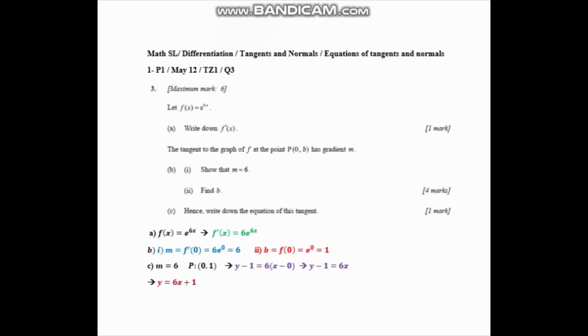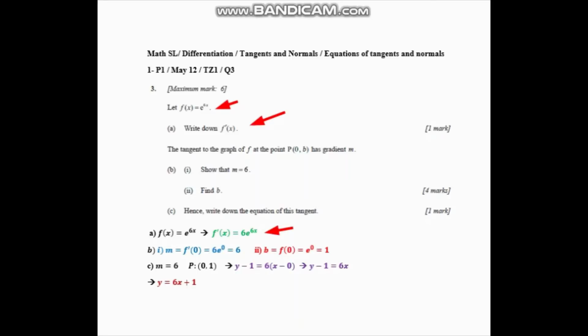So in question A, we are given that f of x equals e to the power of 6x, and we are required to find f dash. This is a simple chain rule problem. You can refer to previous videos that tackle chain rule questions if you want elaboration, but for the purpose of this video, our final answer is 6e to the power of 6x.